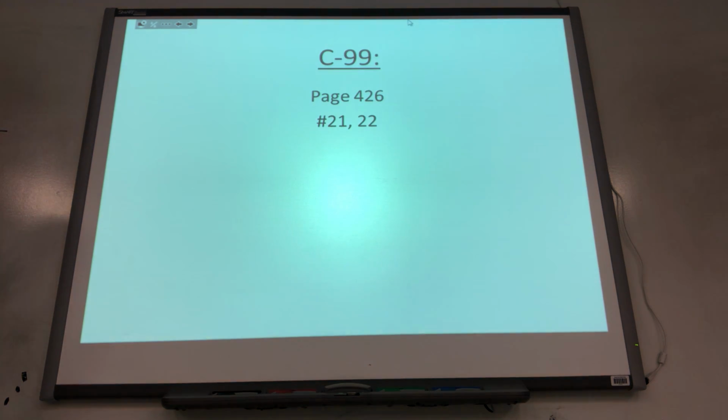Okie doke. We've learned a lot in section 6.2. So this is C99. We're getting up there. From page 426, we are just doing 2 problems again, 21 and 22.